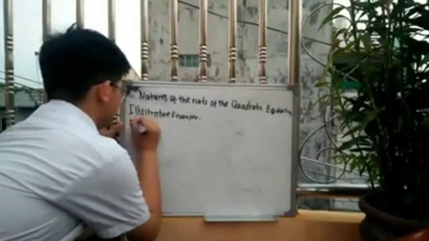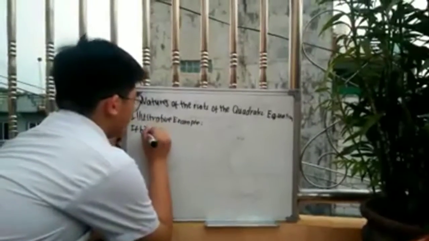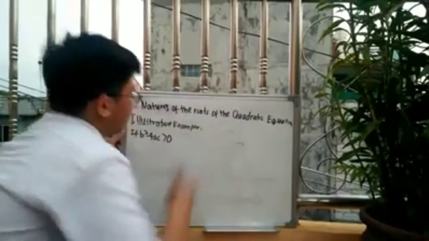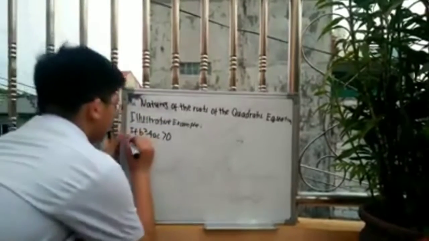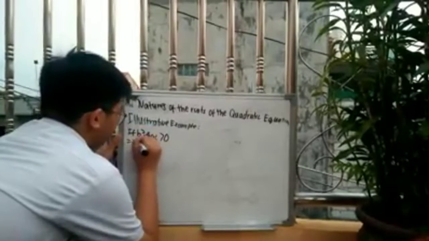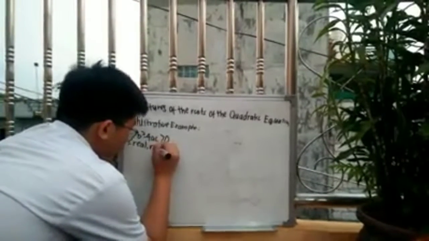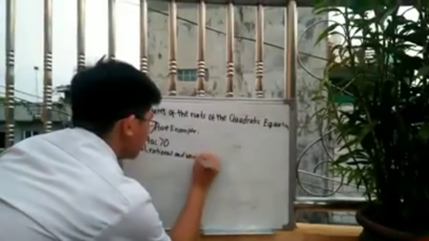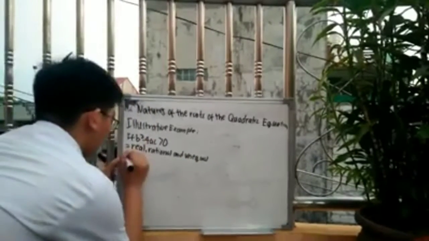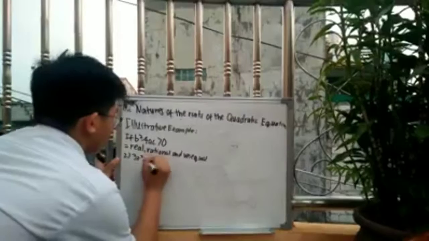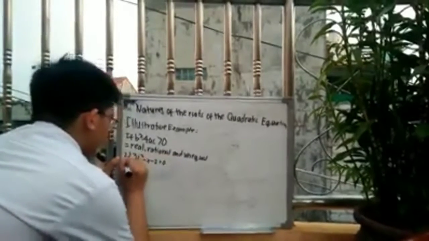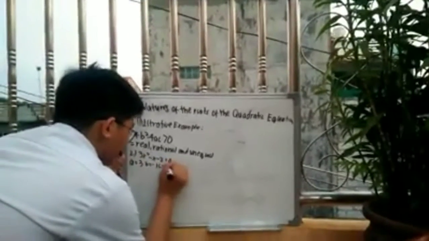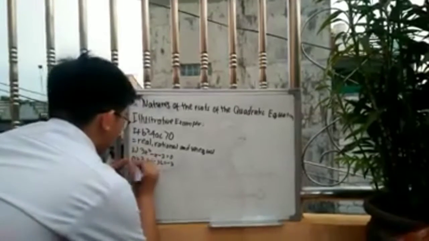If b squared minus 4ac is greater than 0 and is a perfect square, then the roots are real, rational, and unequal. Example: in here, a is equal to 3, b is equal to negative 1, c is equal to negative 2. So, apply the formula.